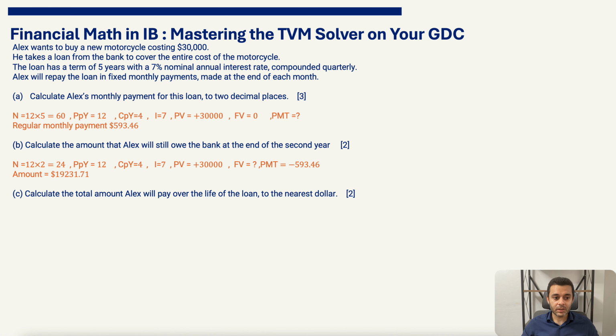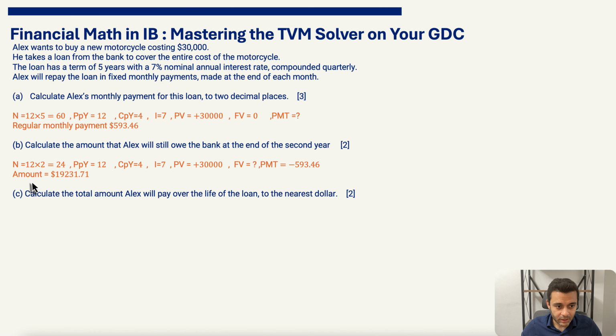Here, what will happen is this. N will be 12 multiplied by 2 this time, because we have only 2 years. The P/Y is the same, C/Y is 4, and the I is 7. Present value is the same. Now, we know from question A that he's paying this amount monthly each time, the recurring payment. But we need to know the future value. We need to know the amount that still needs to be paid after 2 years. Here it will not be 0, because after 2 years there will still be amounts to be repaid.